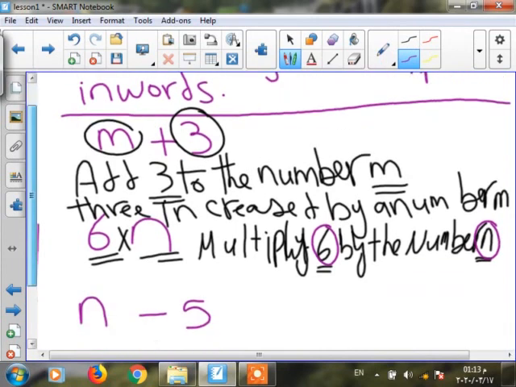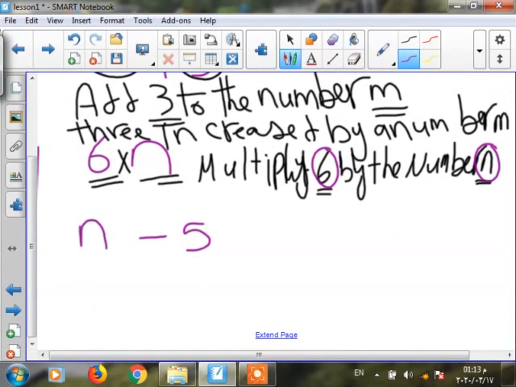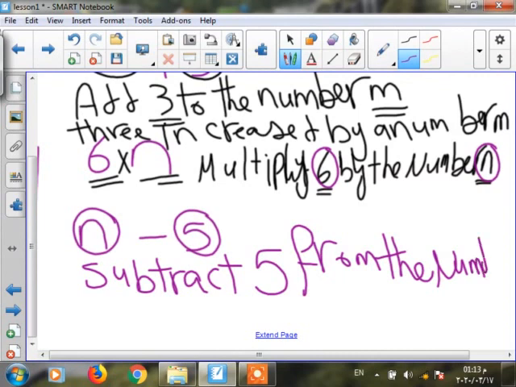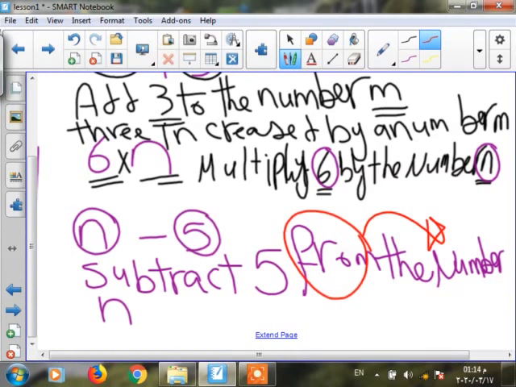The next one, n minus 5. We said before, this is minus. I will use subtract, or the difference, or decrease. So number 1, I will write subtract. I will subtract 5 from the number n, because we said before we don't start from the subtracted number. I start from the second minus the first.